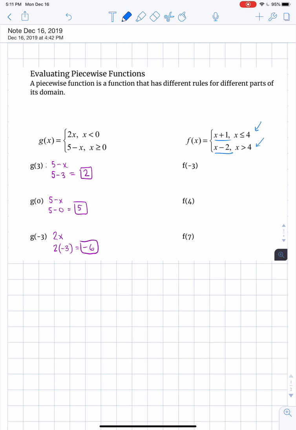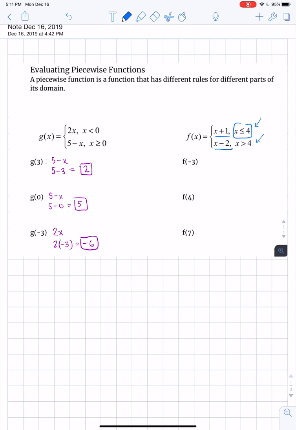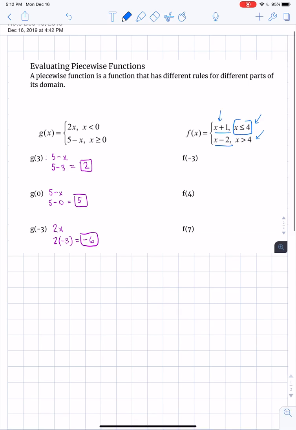So in this case, f of negative 3, which rule do I use? Rule number 1 or rule number 2? We're going to use rule number 1 because x is less than or equal to 4. So we're using this rule. I'm going to use that expression, x plus 1. In this case, x is negative 3, so we do negative 3 plus 1, and that's negative 2.